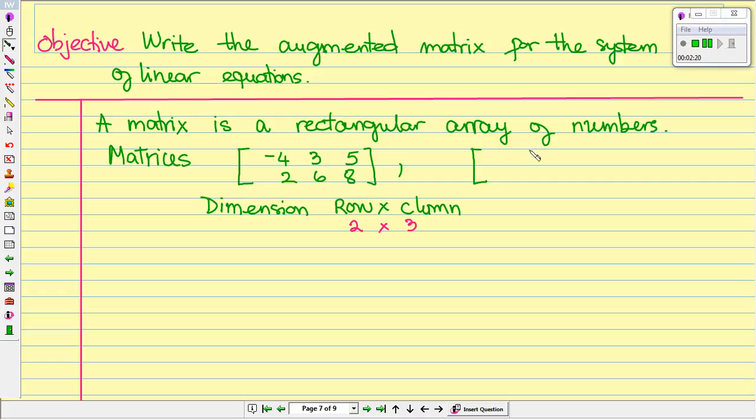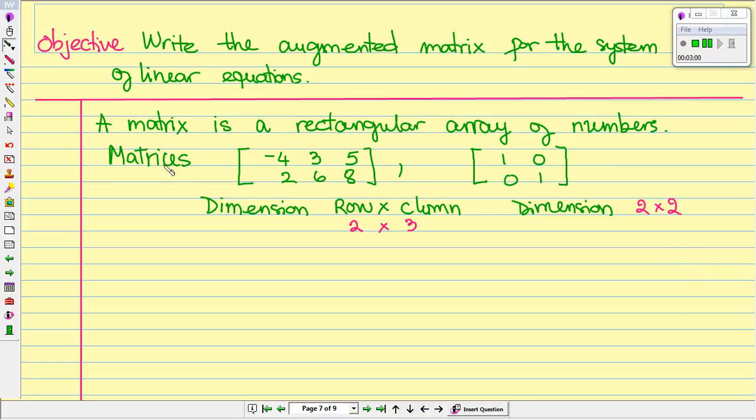This matrix will be a square matrix. So 1, 0, 0, 1. The dimension of this matrix will be row first, so you have 2 rows, and then columns, you have 2 columns. If the number of rows and the number of columns is identical, we call this a square matrix.